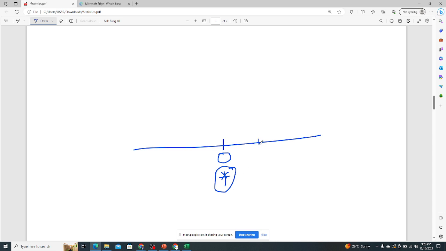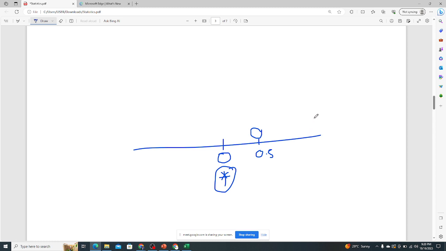Then, if we have a correlation of 0.5, basically this is a very weak correlation. Even if it seems we have a relationship between the two variables, the relationship is insignificant. That is our interpretation.